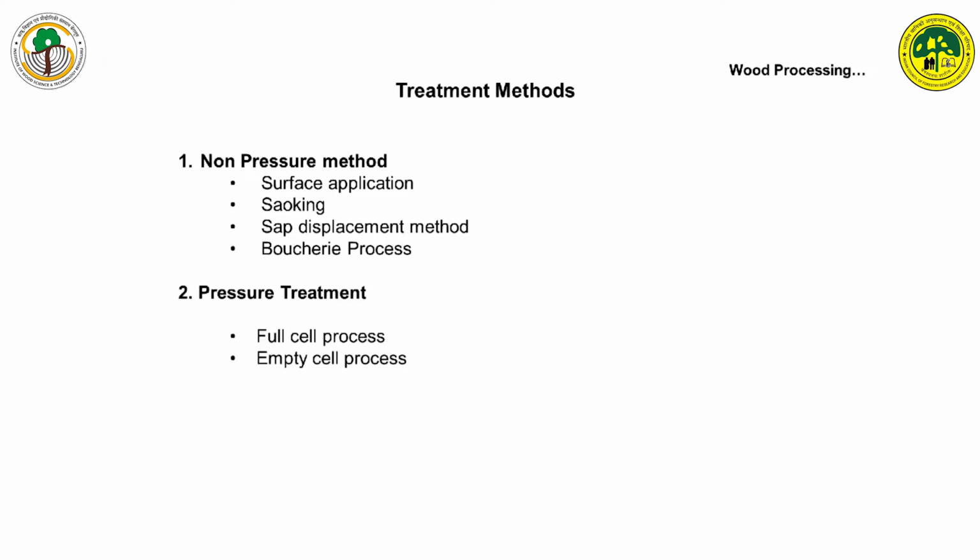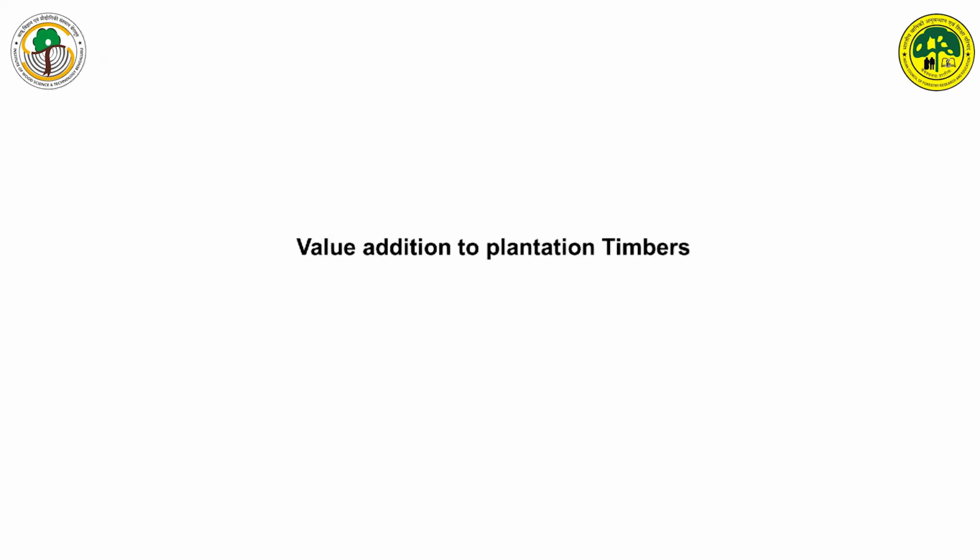And a pressure method is necessary because most timber species are refractory. We cannot treat wood very easily with preservative chemicals, so we have to go for a pressure method. There are different methods, like the full cell process or empty cell process, depending on how much preservative we want to load into the wood. That guides which method we should follow.